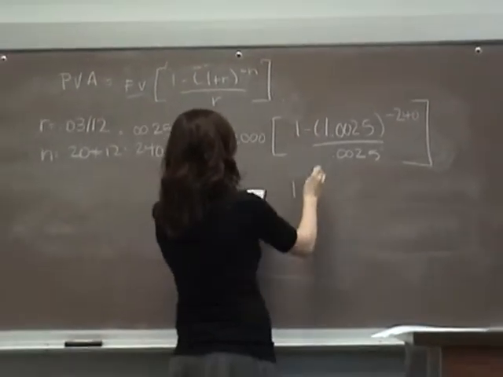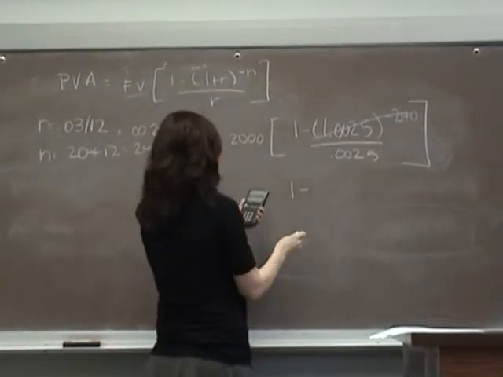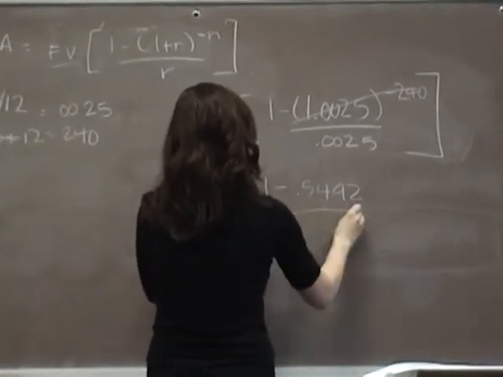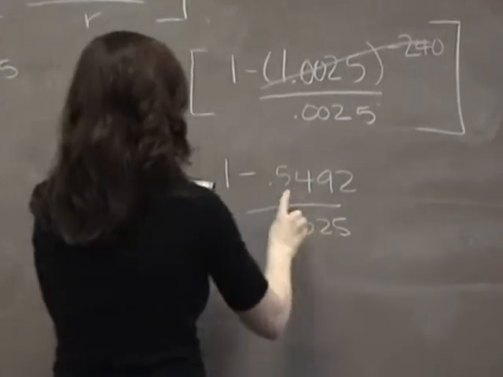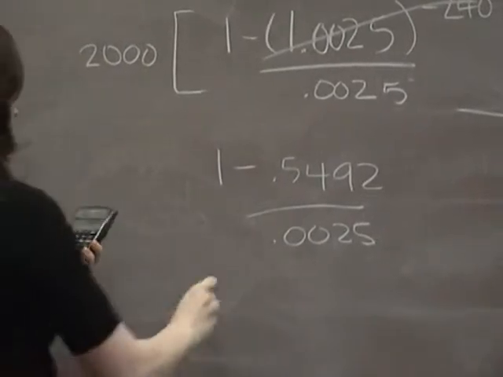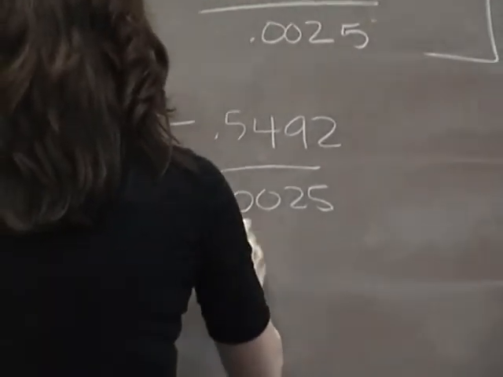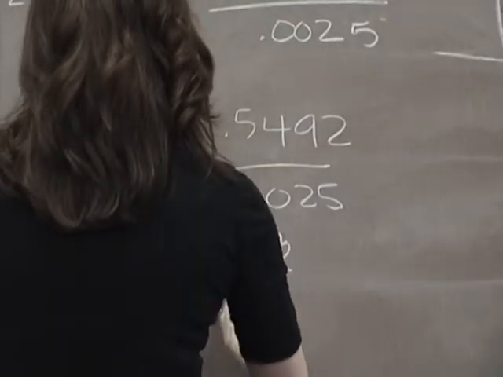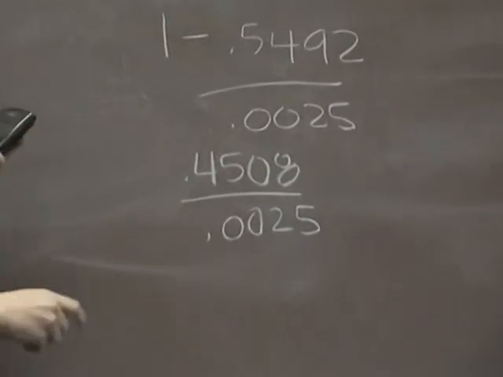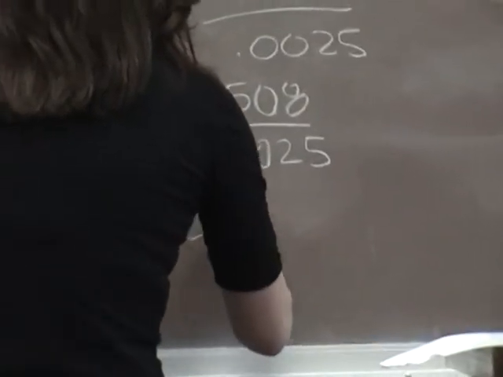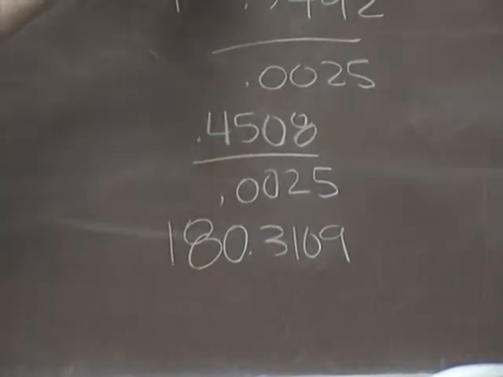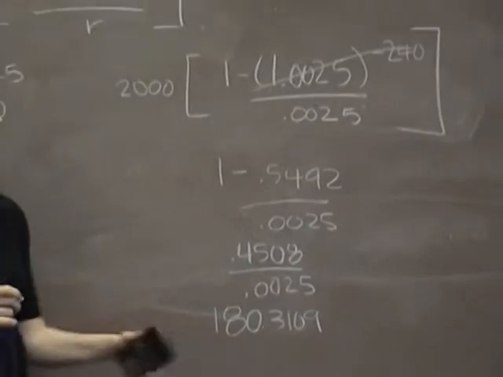So the top of my equation, since I've calculated out my parentheses, is 1 minus 0.5492. Remember, if this came out of your calculator negative, it is wrong. So I have 0.4508 over 0.0025. So when I calculate out my bracket, I come up with 180.3109.